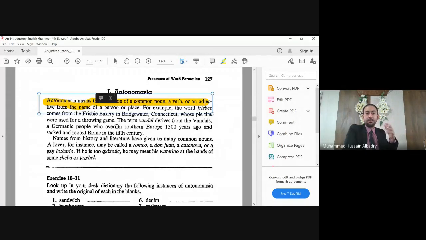For example, a place. Now we have what? We have noun or we have verb. For example, Frisbee comes from Frisbee Bakery in Bridgewater. Okay. This is another word. Here we have, for example, names from history and literature have given us many common nouns. A lover, for instance, may be called Romeo, Don Juan, Casanova. For example, Romeo means lover. Okay.